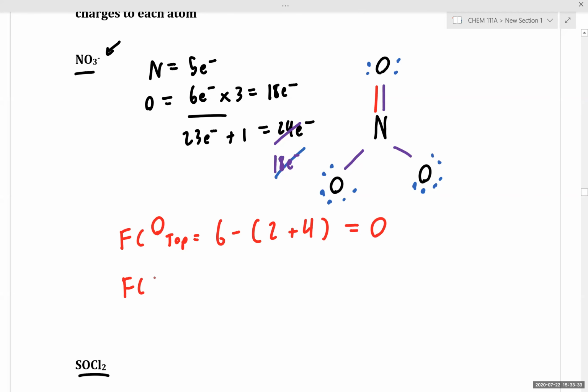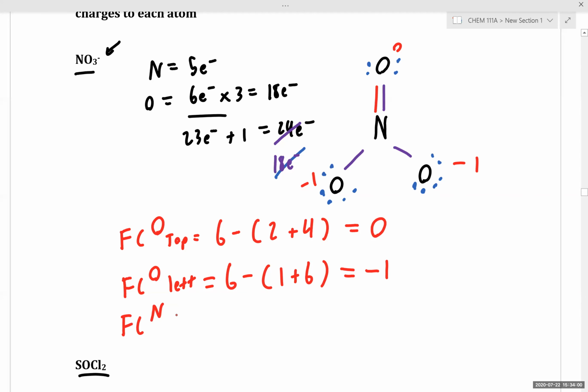The formal charge of the oxygen on the left, which is going to be the same as the oxygen on the right, is equal to 6 minus our bonds, which is 1, plus our lone pair electrons, which is 6. And that in turn gives us a formal charge of -1. Well, we have some negative formal charges, so there must be a positive formal charge. So let's figure out the formal charge of nitrogen.